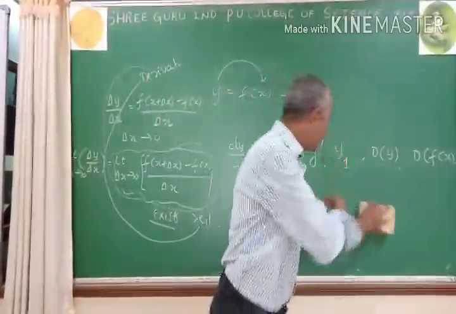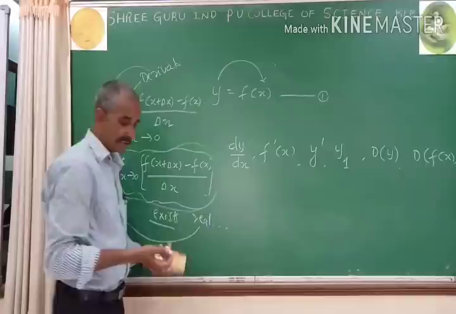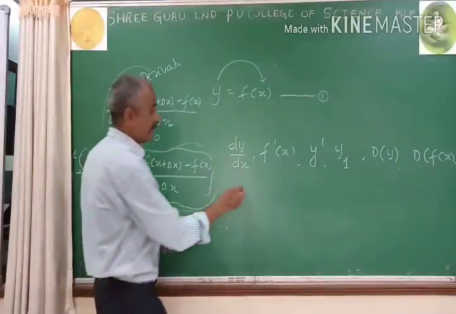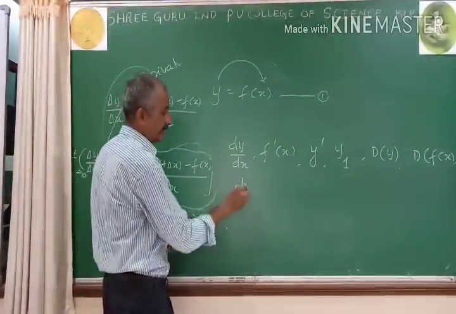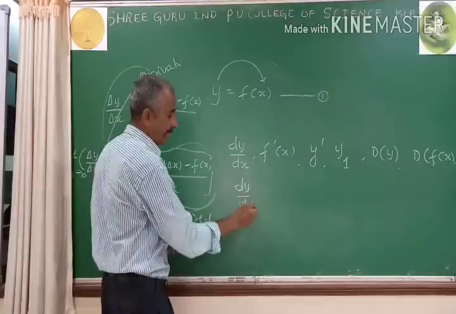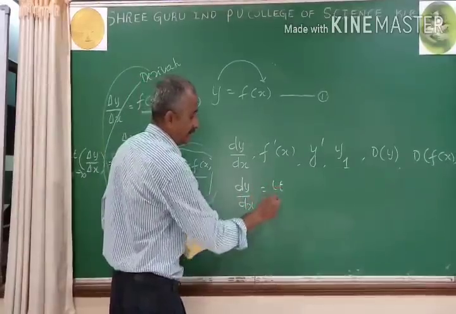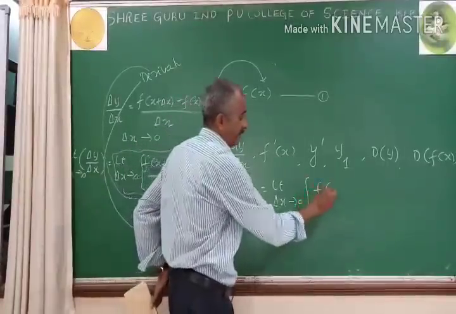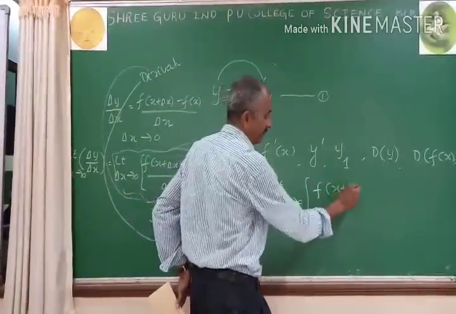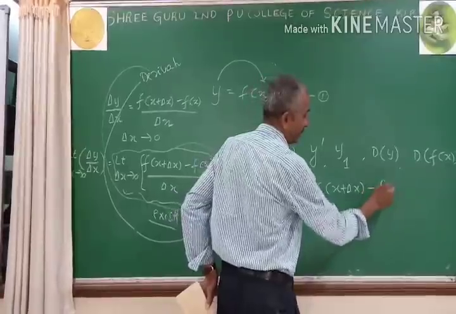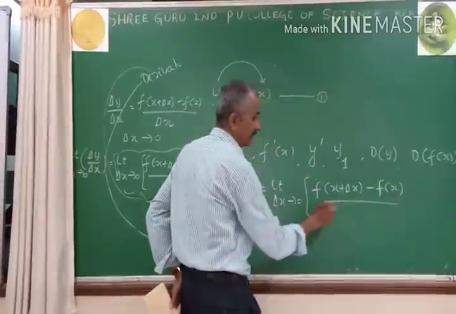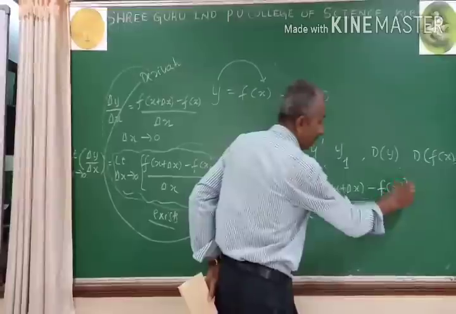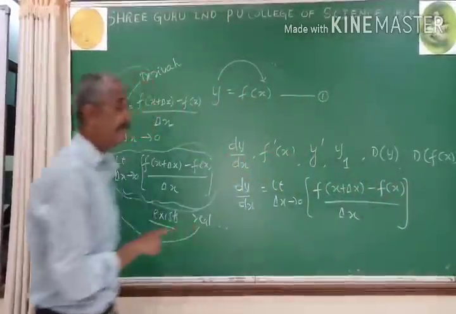So by all this explanation, what we come to know is that dy by dx is equal to the limit as delta x tends to 0 of f of x plus delta x minus f of x divided by delta x, provided the right hand side limit must exist.